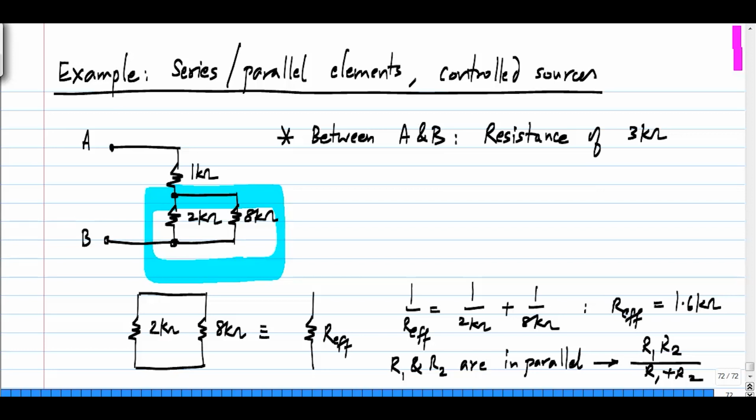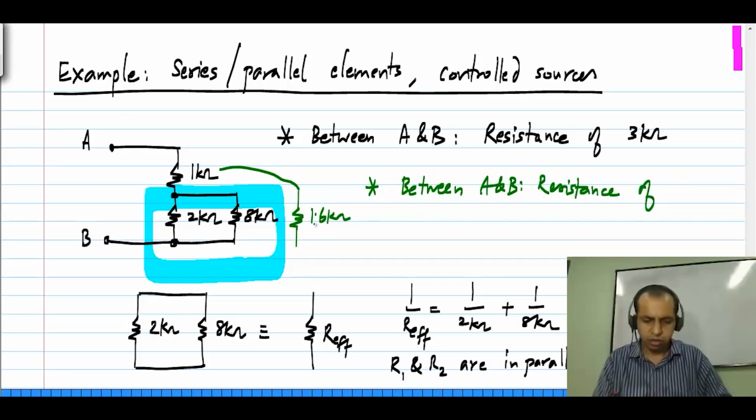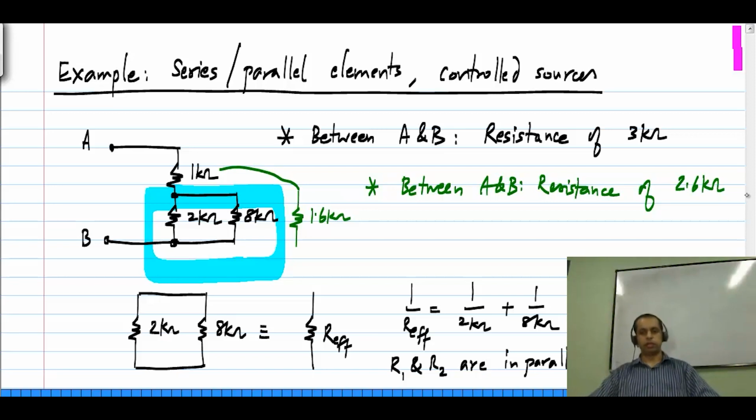So this entire combination equals 1.6 kilo ohms, and in series with that we have this 1 kilo ohm. So in the new circuit, when we have the 8 kilo ohm resistor also, we have an effective resistance of 1.6 plus 1, which is 2.6 kilo ohms. Okay. So quite simple.